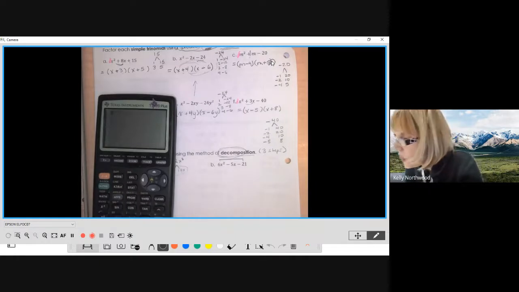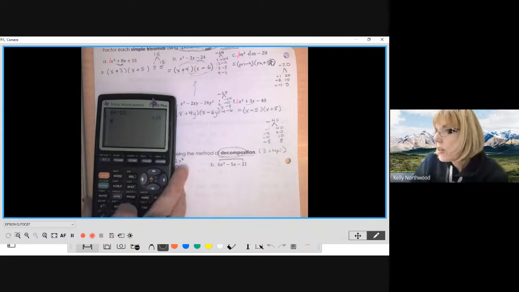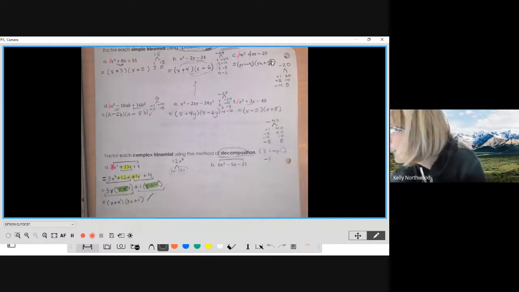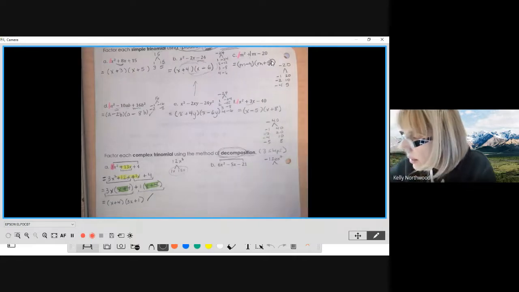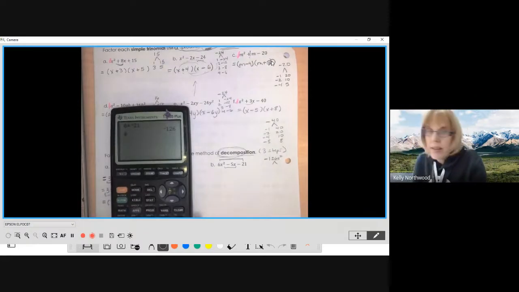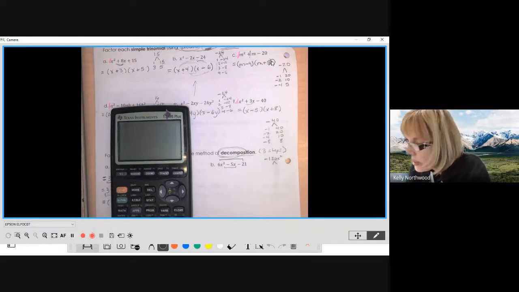I don't necessarily know my 21 times table. So 6 times negative 21 is negative 126. So off to the side, I'm going to write negative 126 x squared, and I want to add to negative 5x. I'm not going to write out every single pair here. I'm going to wait till I start getting close. Negative 126 divided by 1 is negative 126. So I know negative 126 and positive 1 aren't going to work. They're not going to add up to negative 5.